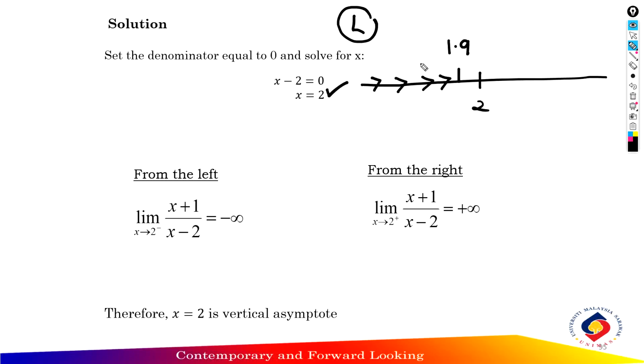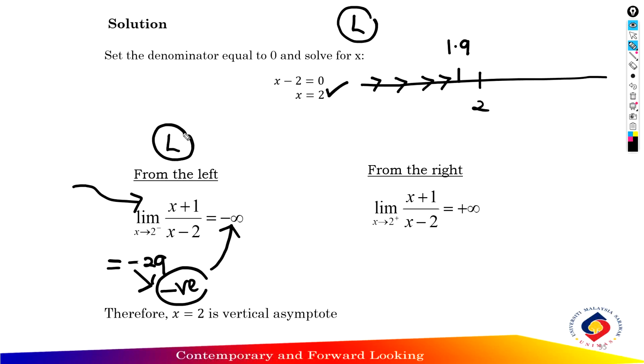Substitute this value 1.9 into the function (x + 1) over (x - 2). The answer from the left of the function equals negative 29. Yeah, negative 29, and then the sign of the infinite limit equals negative. So from the left, the limit of (x + 1) over (x - 2) equals negative infinity.